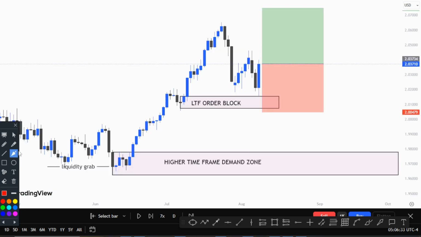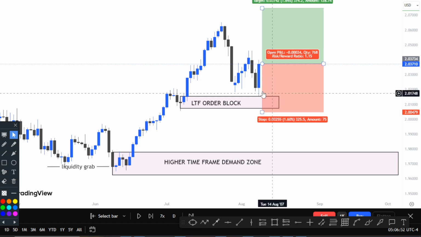Here in the lower time frame of GBP/USD, we wait for the market to come back to our higher time frame demand zone. We can see this order block formed at this lower time frame demand zone. This is formed to induce early buyers into entering the market. With this bullish engulfing candle, they will put their stop losses here. The market then stops them out and continues to the downside.